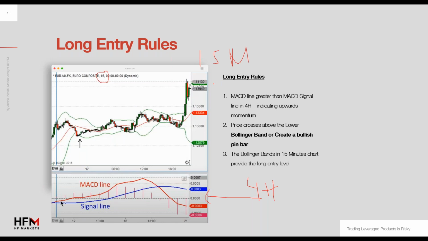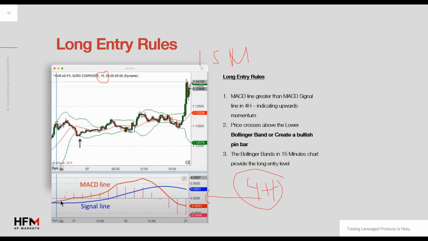So give a bit of attention right now. I checked my MACD lines on a 4 hour chart first, and I was able to see this. I was able to see the signal line moving above the zero line. Sorry, the histogram moving above the signal line.